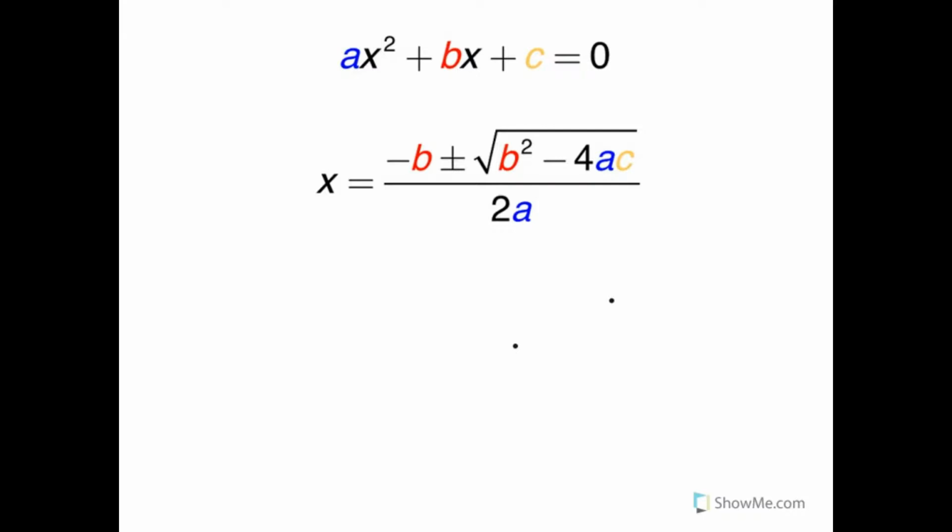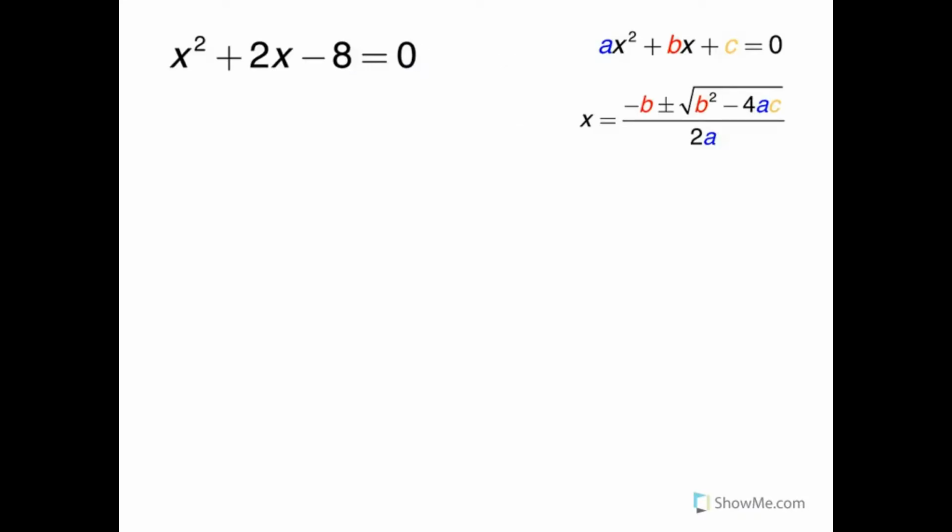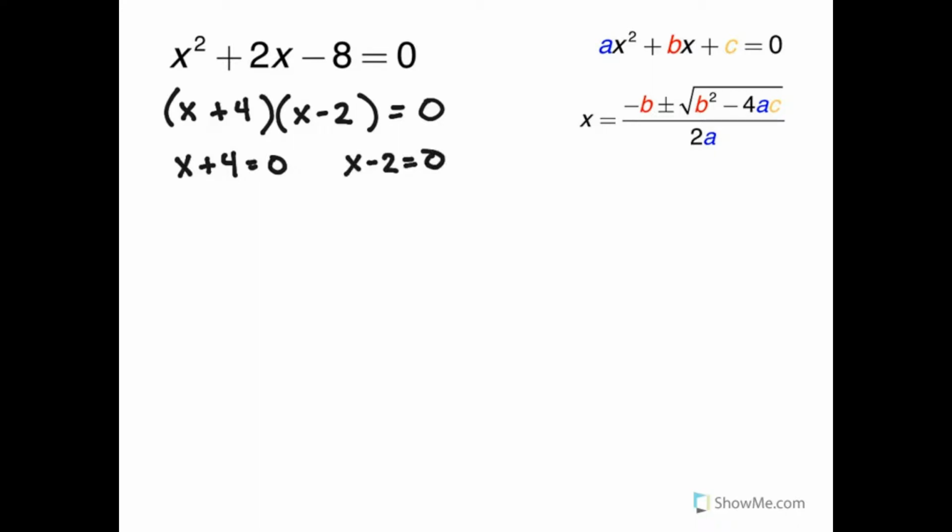quadratic formula. We're going to solve the equation x squared plus 2x minus 8 equals 0 using the quadratic formula. But first I want to solve it by factoring so you can see we get the same answer either way. So x squared plus 2x minus 8 factors. It's x plus 4 and x minus 2. So we have two solutions. One is x plus 4 equals 0, and the other is x minus 2 equals 0. So either x equals negative 4 or x equals 2.